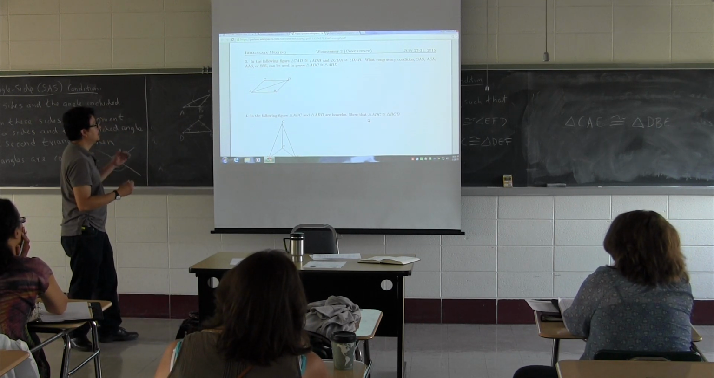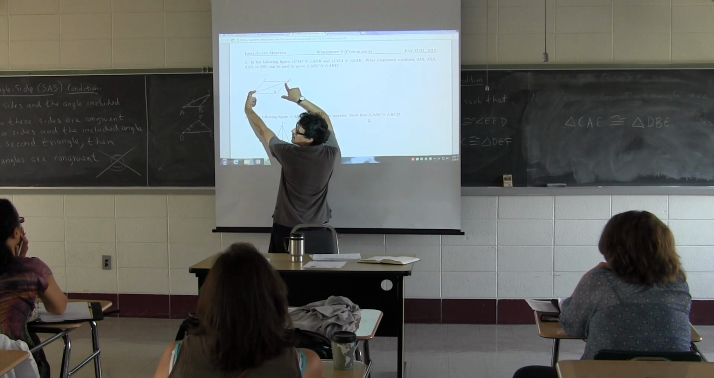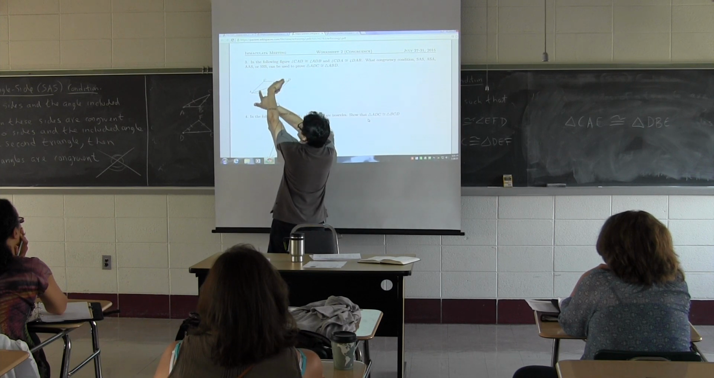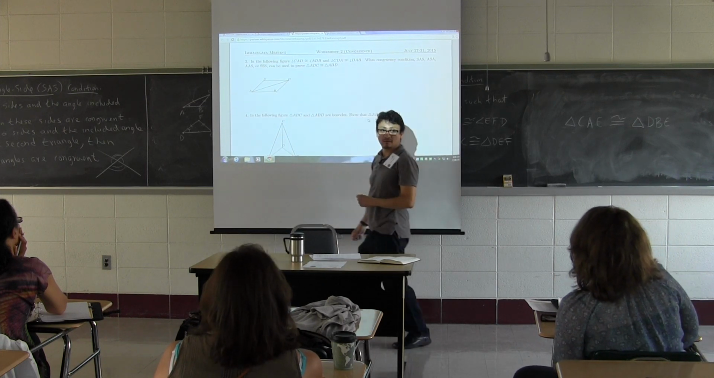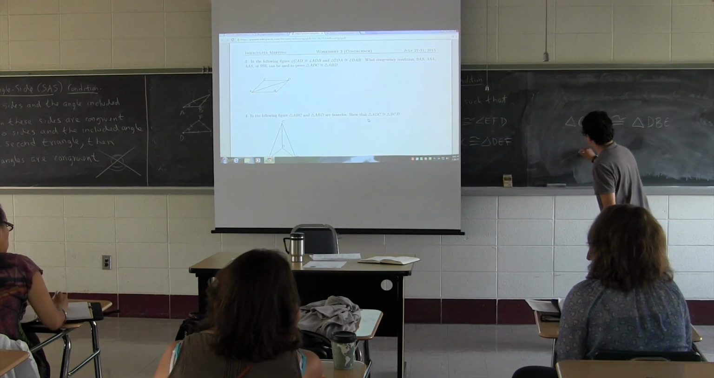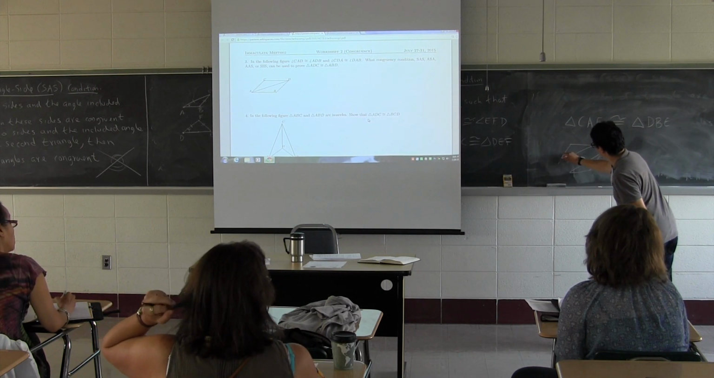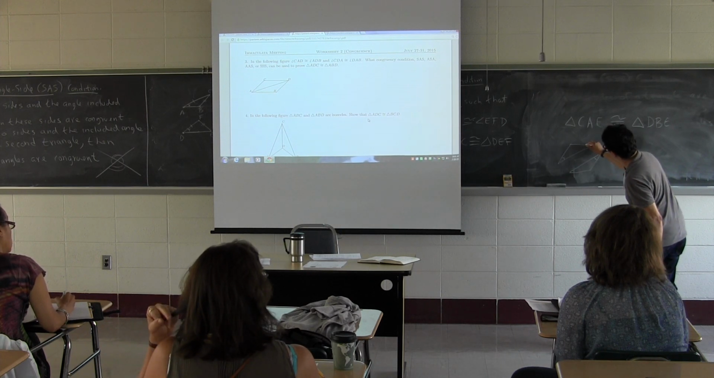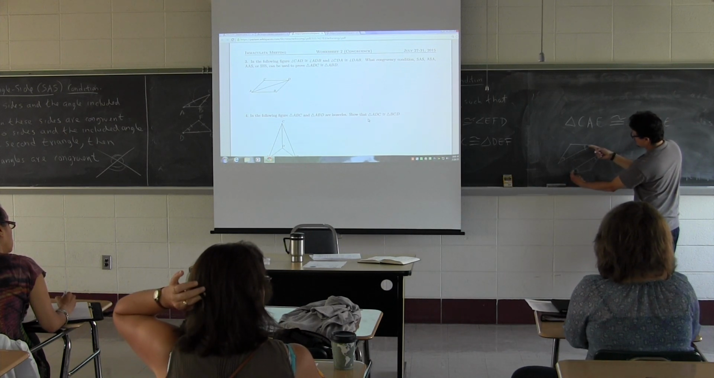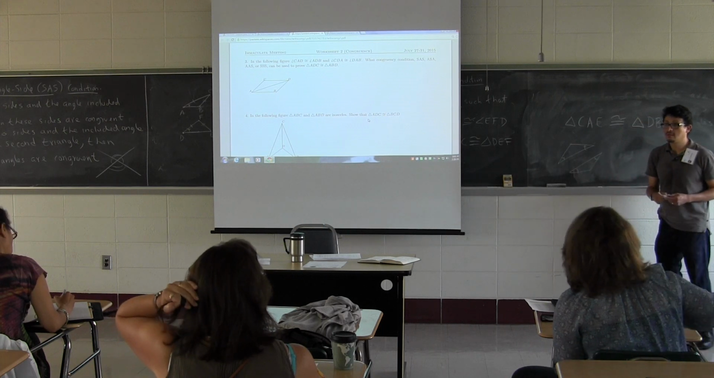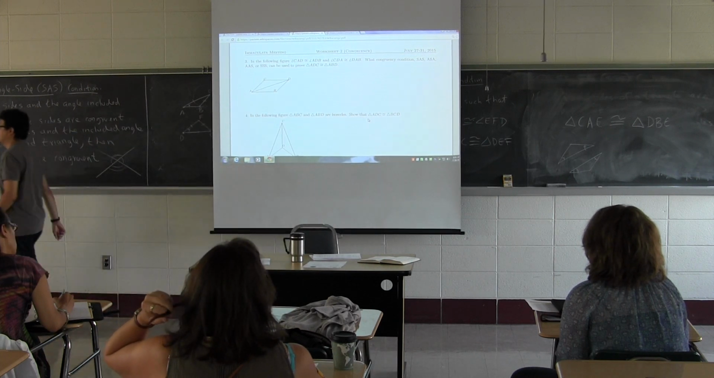Angle, side, angle, right? Because this angle here is congruent to this angle here. They have the same side. They share this line, and then this angle here is congruent to this angle. All right. So in a picture, they have two congruent angles and a congruent side in between. All right. Cool. Okay. What about the next one?